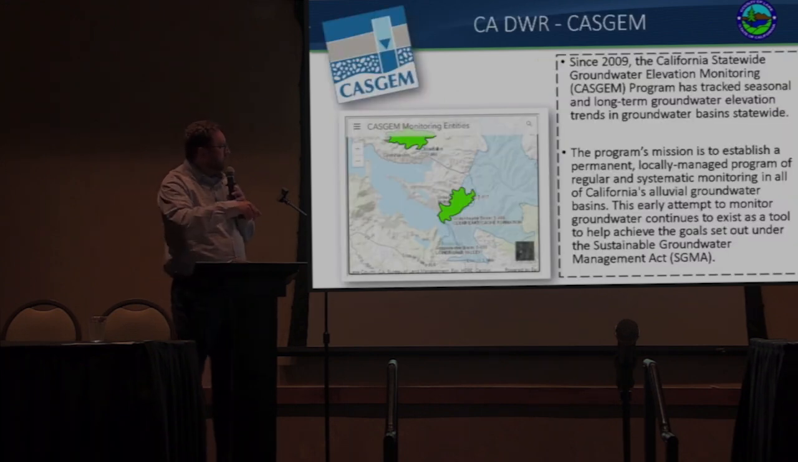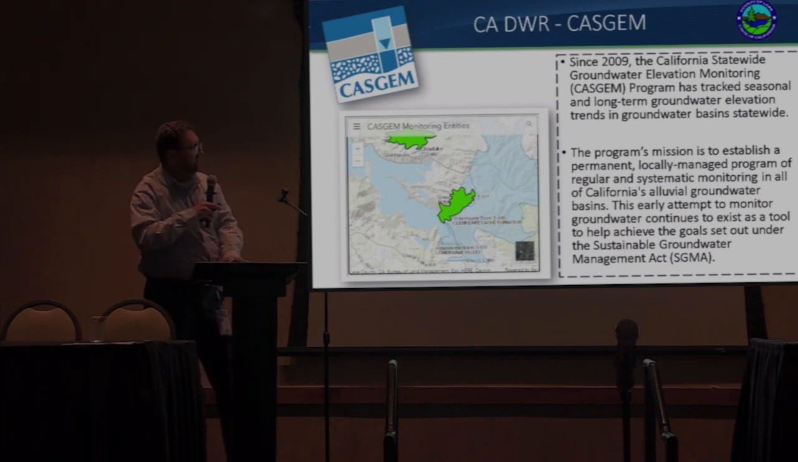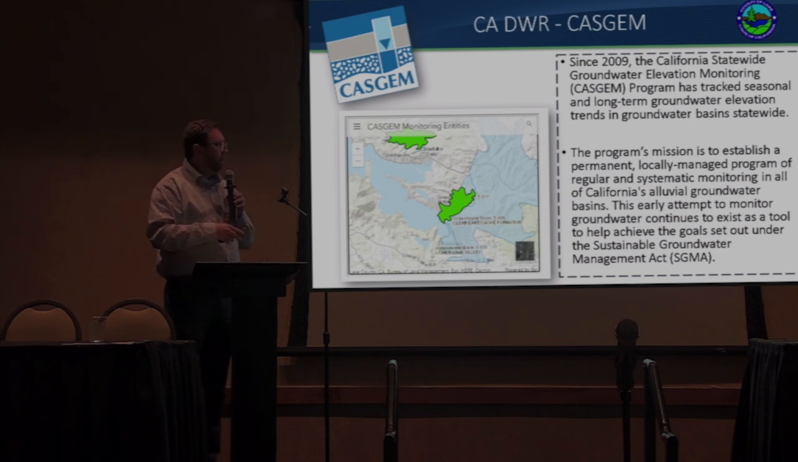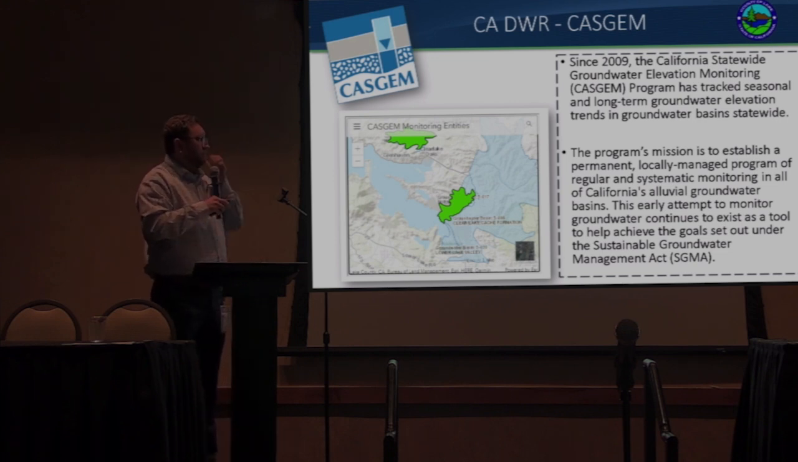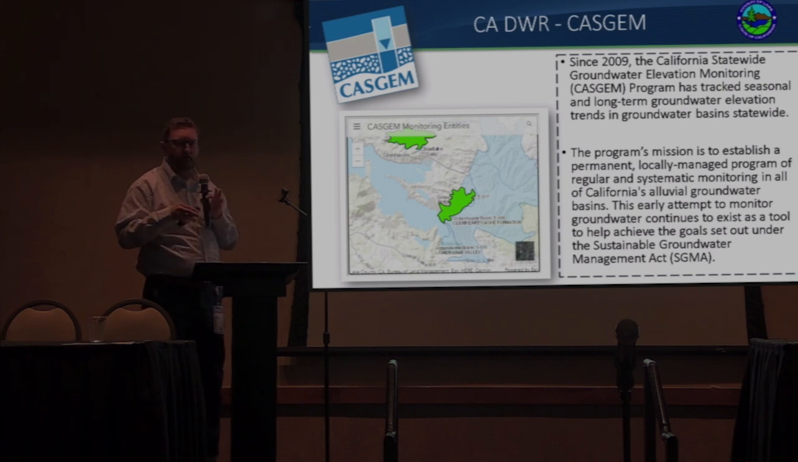So this is the CASGEM, which is the California State Groundwater Elevation Monitoring Program. Our readings that we get from the electronic sounders or steel tapes go into this website, which the State of California created in 2009, to track seasonal and long-term groundwater basin levels. The program's mission is to establish permanent locally managed monitoring. The state really wants to maintain local control in the area. They don't want to have to come in and monitor things. They want the local to be in charge of that.